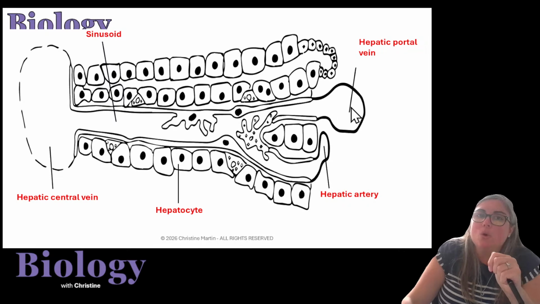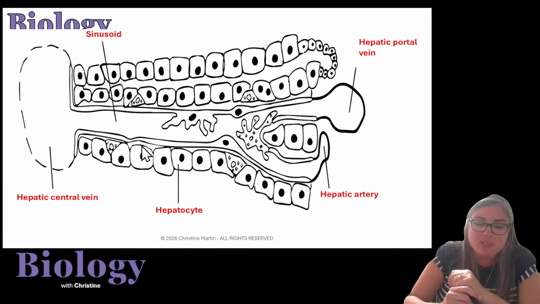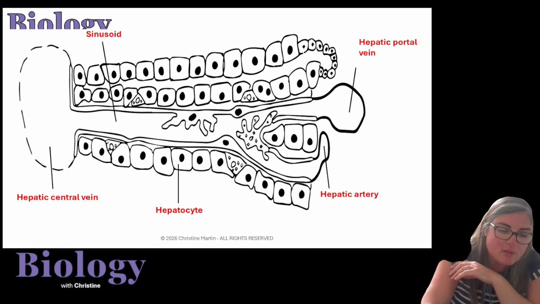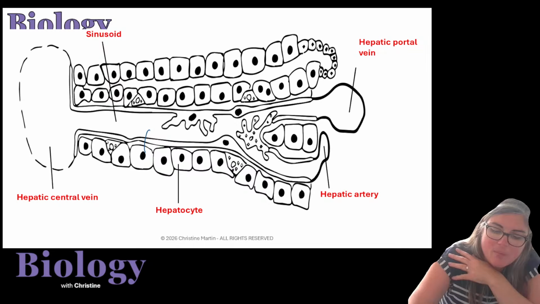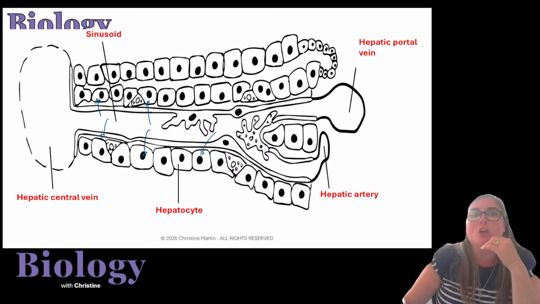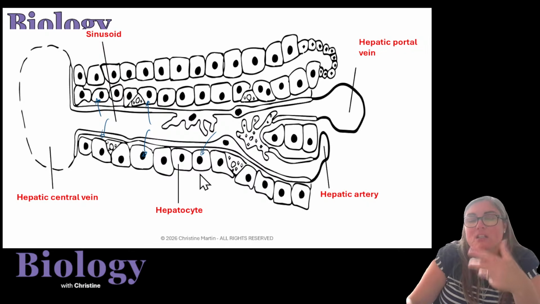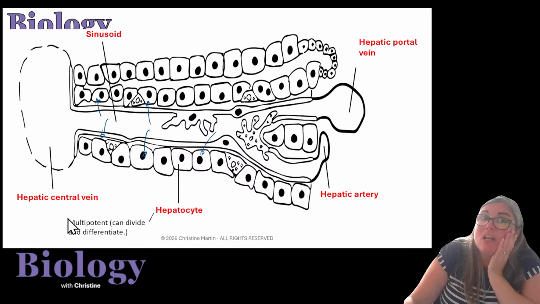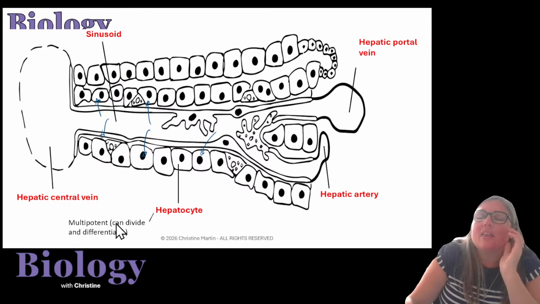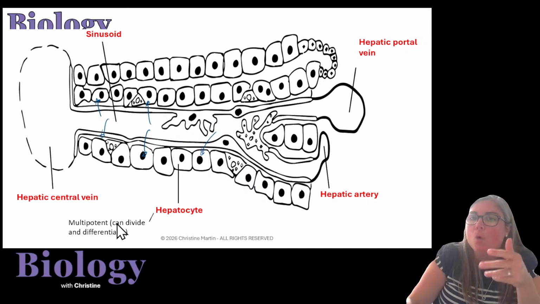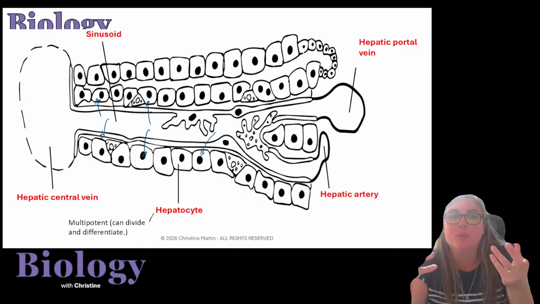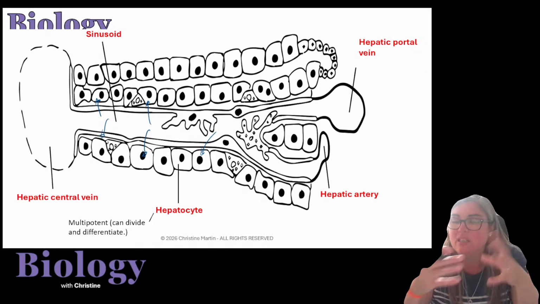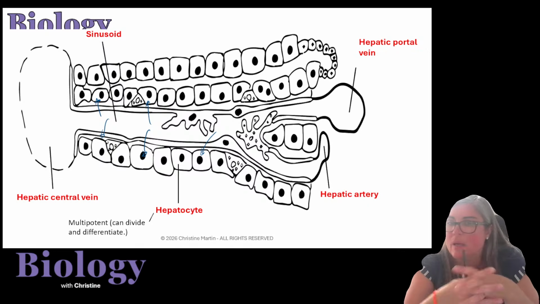So we should know that when the blood is moving through, substances are going to be exchanged where there is that capillary. The exchange that is happening is where they are moving out of the blood into the hepatocytes, and the hepatocytes are going to be doing with them whatever needs to be done. So we know our hepatocytes are multipotent, therefore they can divide and repair themselves. In the liver, because they are multipotent, they have the ability to divide and differentiate. They can repair any damage that may have been done.